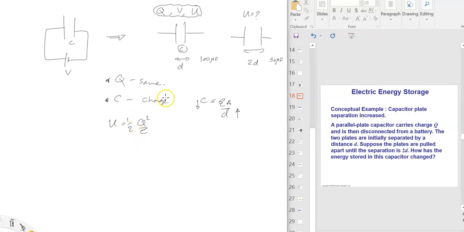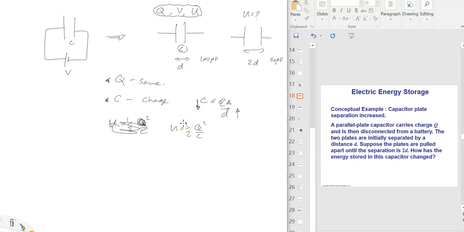So, what happens when you increase the plate separation? Capacitance drops, but charge remains the same. This term does not change. Q does not change. U is half Q squared over C. Q remains the same, and this decreases by half. That means energy will be increased by 2. Energy will be doubled, right?